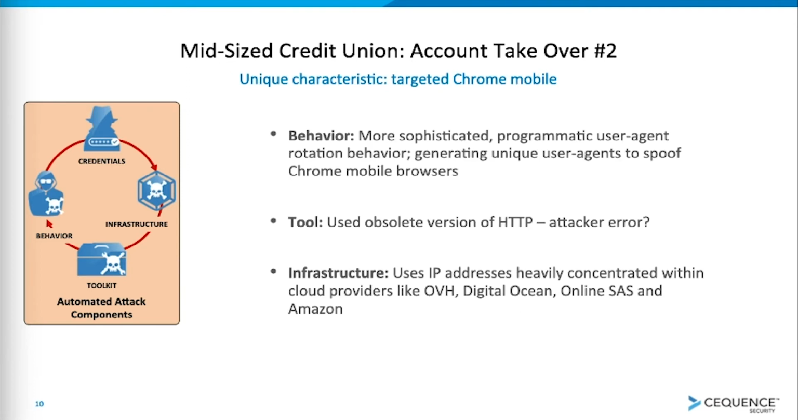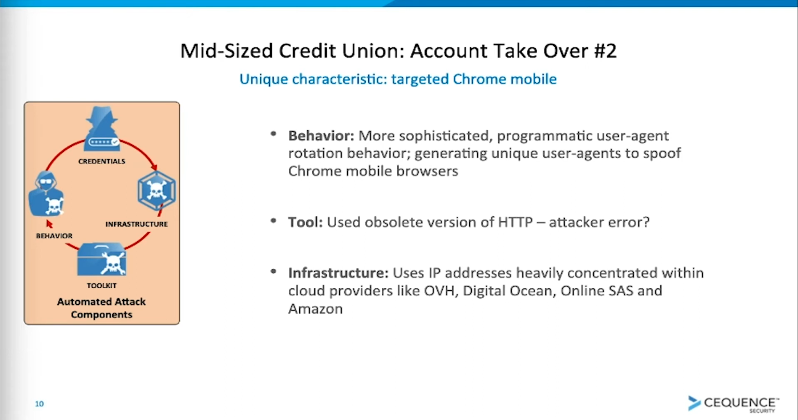In the second example, in this particular account takeover, the unique characteristic was that the attackers targeted the Chrome mobile browser. So it's a little bit more sophisticated effort than the first example. The attackers used very sophisticated programmatic rotation of the user agent. They were generating unique signatures to spoof or mimic the Chrome mobile browser. The mistake that they made really is they used an obsolete version of HTTP. This might be a function of the tool that they used, the source code that they might have grabbed off the hacker community. It might have been a new or inexperienced attacker. Not really sure why, but this was an immediate red flag.